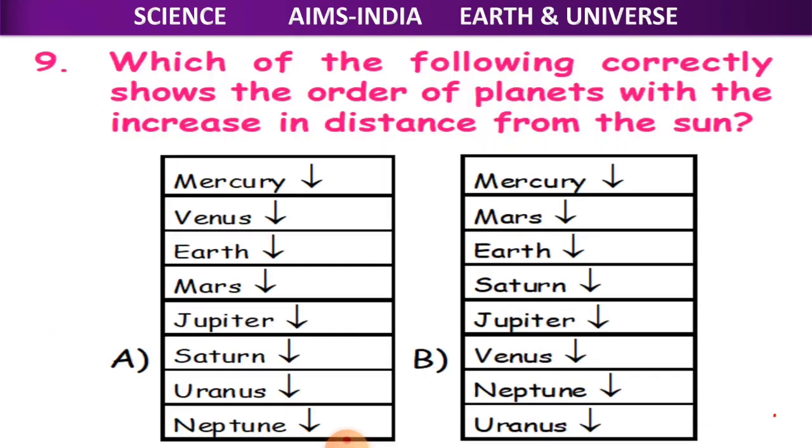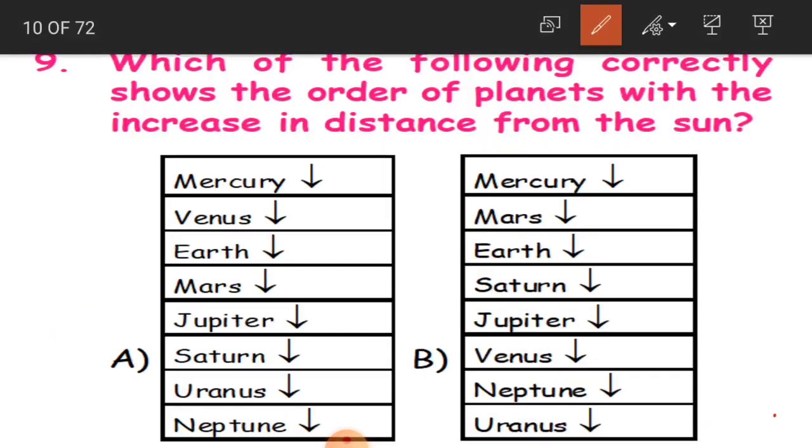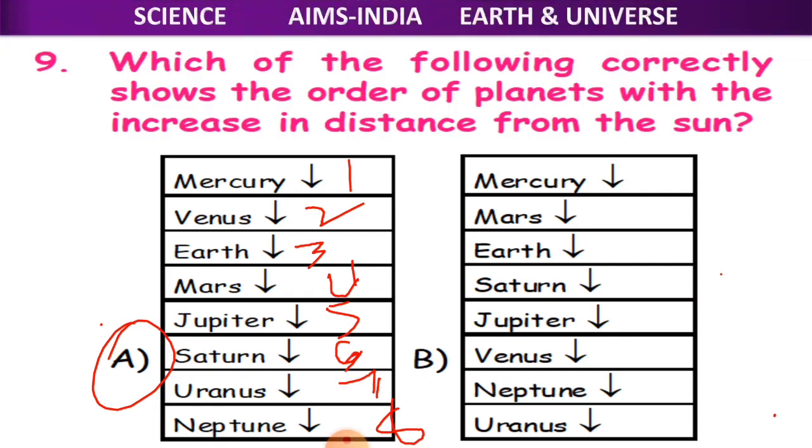Okay, children, here A is the correct answer, because if you see, first comes Mercury, second comes Venus, third comes Earth, fourth is Mars, fifth is Jupiter, sixth is Saturn, seventh is Uranus, and at the last it is Neptune. Okay, this is the correct order. Clear?